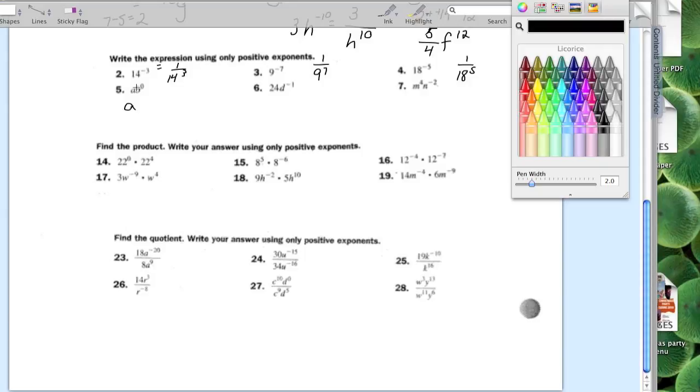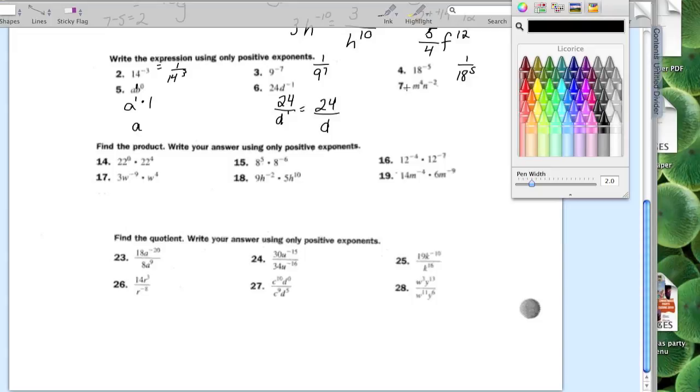This is a to the first times b to the 0. A to the first stays a to the first. B to the 0 is actually just 1, so it's a to the first times 1, which we can just write as a. In number 6, the d is going to go in the denominator because it's negative and the exponent's 1, and the 24, our coefficient, just stays up top. So your final answer is 24 over d.